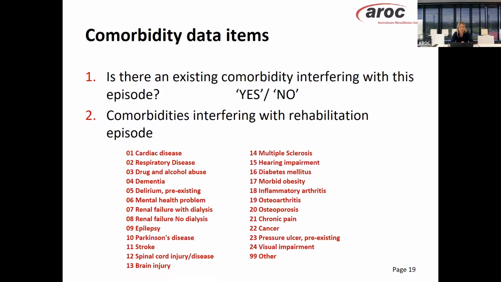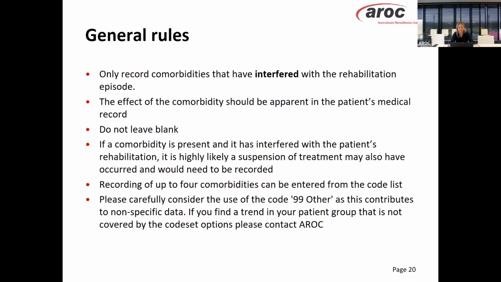First, is there an existing comorbidity interfering with this episode? If you select yes, if you're entering onto our online system, it'll come up with the code set and you can select up to 4. So the general rules around comorbidities, we only record it if it has interfered with the rehabilitation program. And we should be able to clearly see this in the patient's medical record. You should be able to pick it up and see how it has impacted the patient's rehab program.